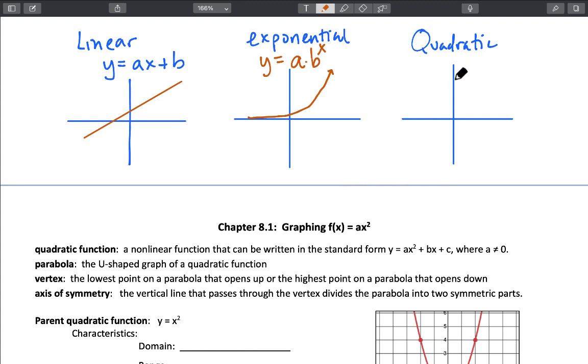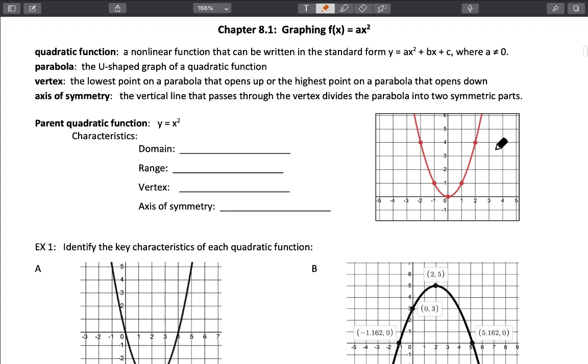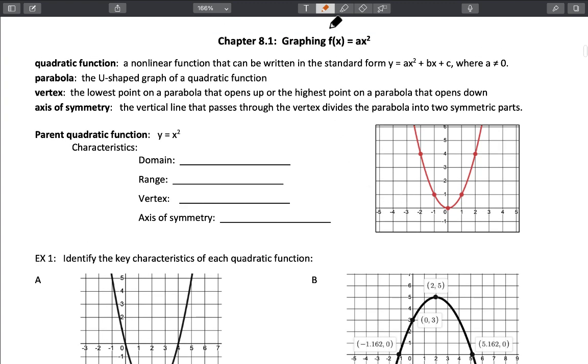Well, in this unit, we're going to take a look at quadratic equations. And quadratic equations take on the form of y equals ax squared plus bx plus c. And the graphs of quadratics are going to be in this U-shaped form known as a parabola. So let's jump in with Chapter 8.1. Today we're just going to look at the graph of y equals ax squared.